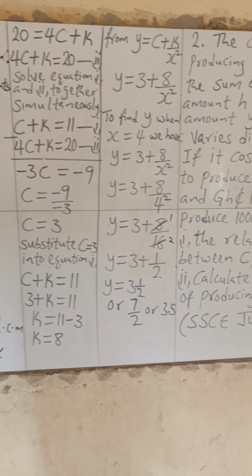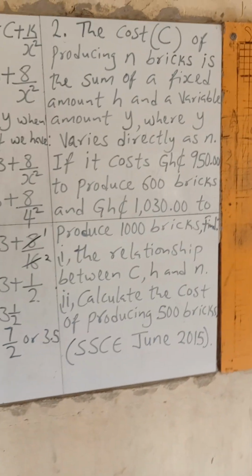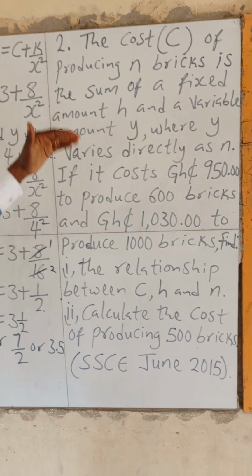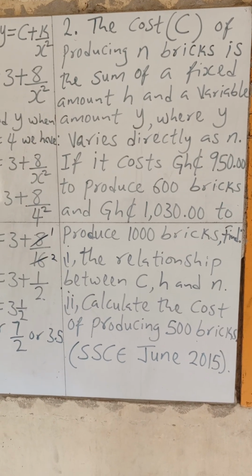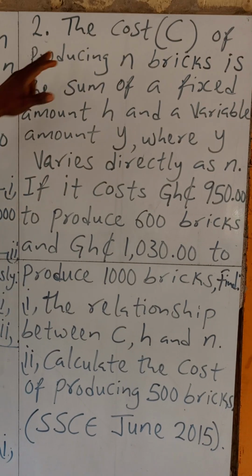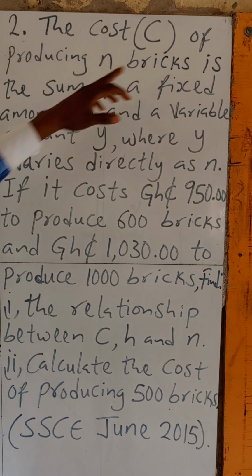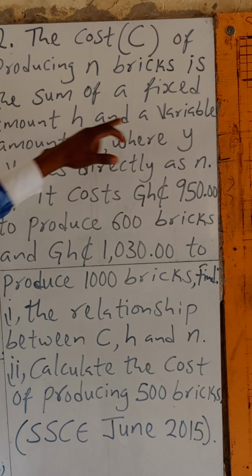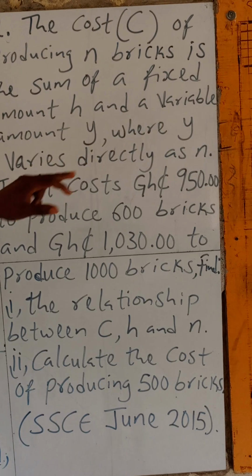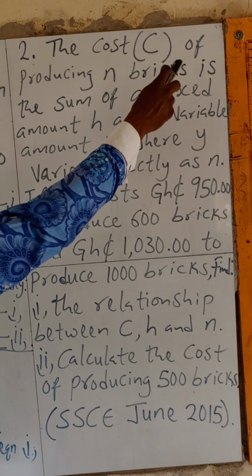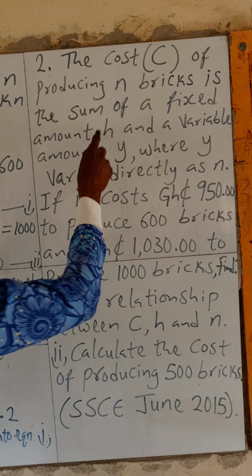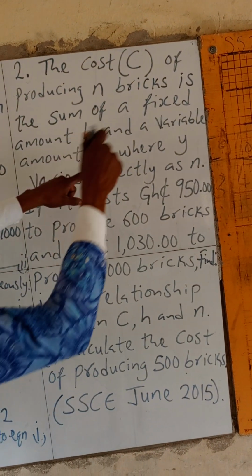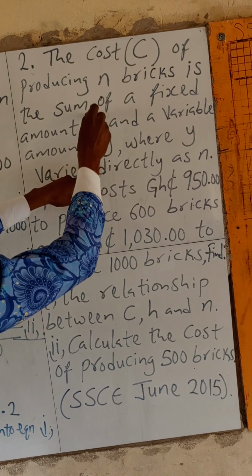So let's now move to the second example, example 2. So this is example 2. So let's now find the solution to this example 2. The cost of producing n bricks is the sum of a fixed amount H and a variable amount Y. Look at it. The cost of producing n bricks is the sum of a fixed amount H and a variable amount Y. So C is the sum, that is addition of what? Is the sum of H and Y.